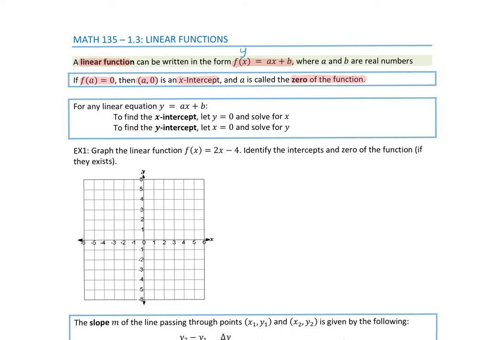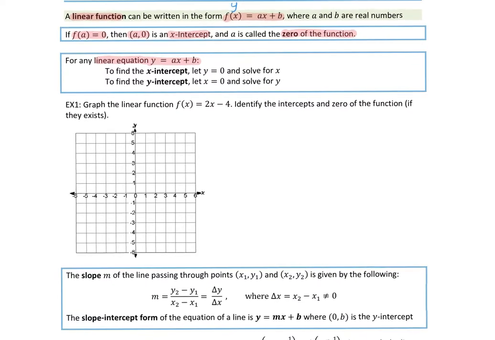So let's say we have a linear equation of the form, and here I'm going to use y instead of f of x, y equal to ax plus b. For one, it's simpler notation, and two, some of our lines may not be functions, but they will be linear equations. But to find the x-intercept, you're always just going to let the y value be 0, and then you would just solve for x. To find the y-intercept, you let x be 0, and you solve for y.